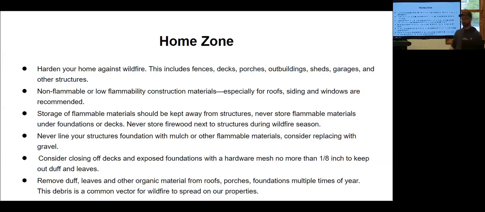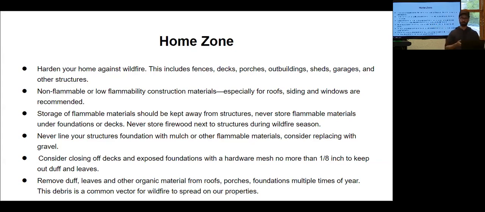So the first thing that we want to consider is, what is your home made out of? The different materials. What is the condition of these materials? Is your roof an old roof that's degraded? The best thing to do with a roof is to have a new one.